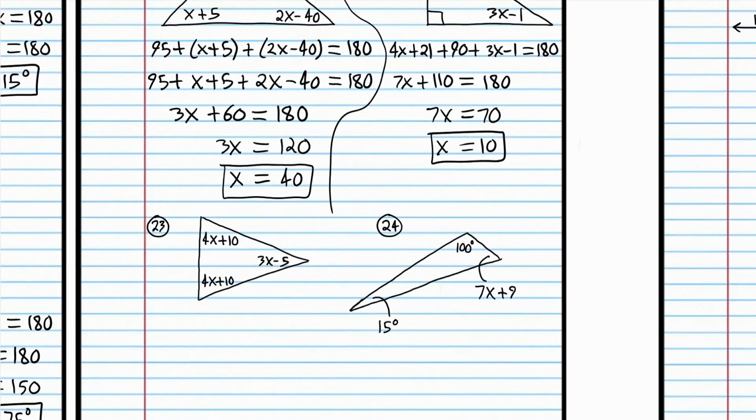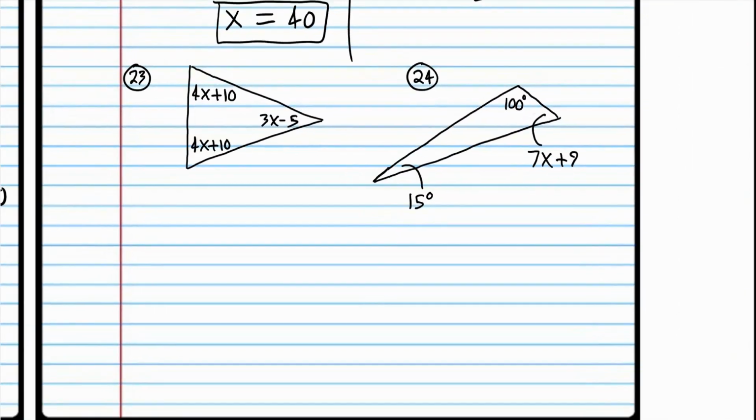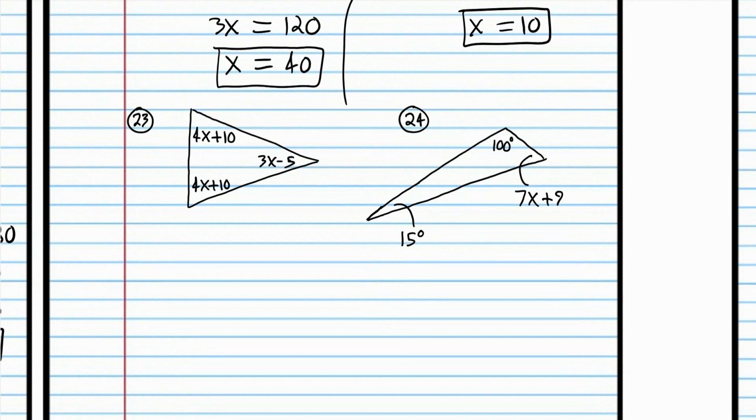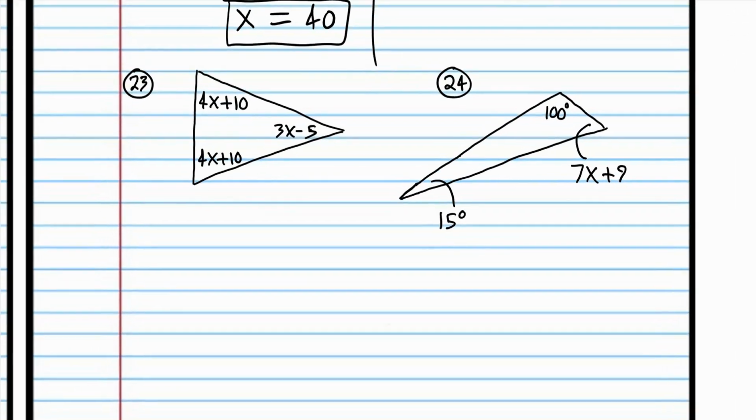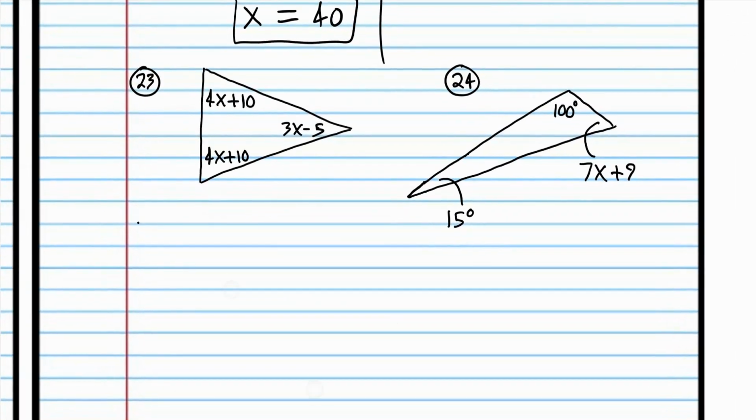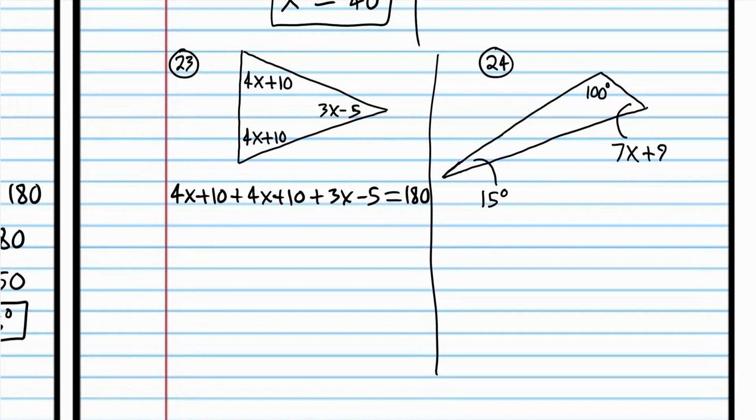All right. So why don't you try number 23, and when you come back, we'll do it together. All right, we're back. 4x plus 10 plus 4x plus 10 plus 3x minus 5 must be equal to 180. If you add all those up, you have to get 180. 4x plus 4x is 8x, plus 3x is 11x. 10 plus 10 is 20, minus 5 is 15.